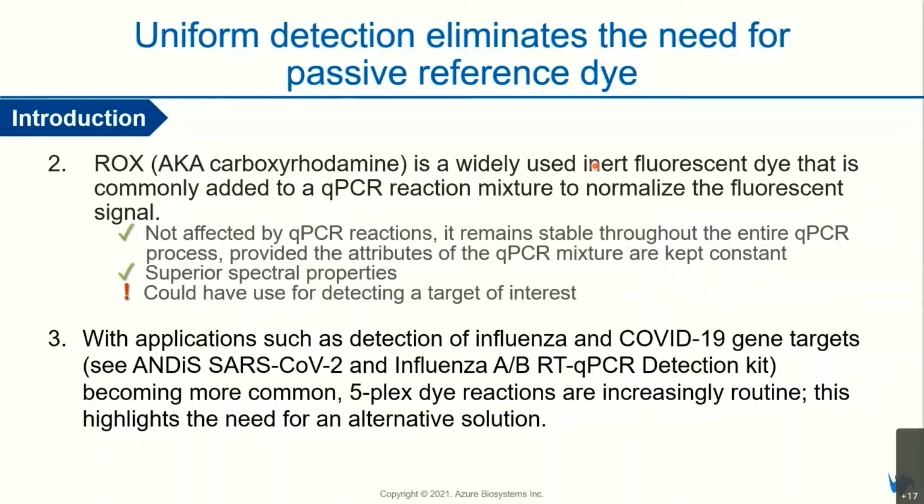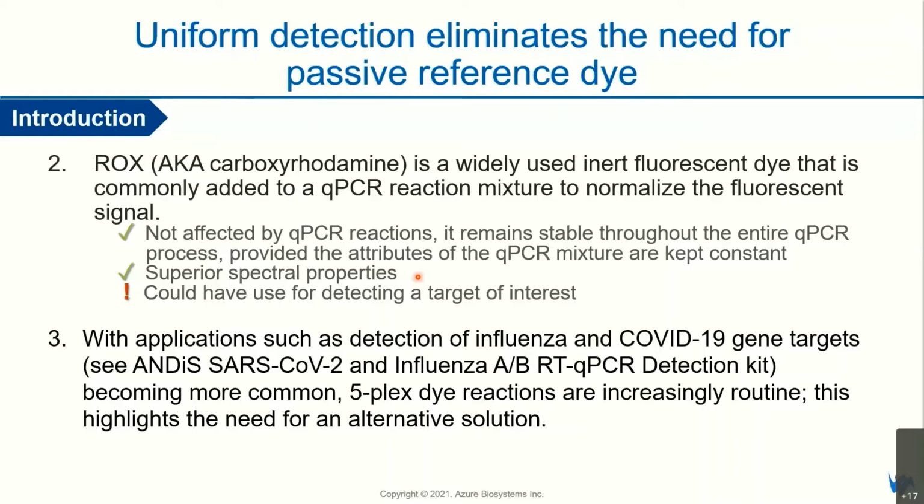also known as carboxy-X-rhodamine, a widely used inert fluorescent dye that is commonly added to a qPCR reaction mixture to normalize these fluorescence signals, because in theory each well should have the same amount of ROX, and ROX is not affected by the qPCR reaction. It remains stable throughout the entire qPCR process, provided the attributes of the qPCR mixture are kept constant. So you have everything nicely done. The only thing that can change it is the pipetting skill. If your pipetting skill is bad, of course your ROX level will be high or low. But we're not talking about human factors here; I'm just talking about ROX. So ROX is good. It is not affected by the qPCR reaction.